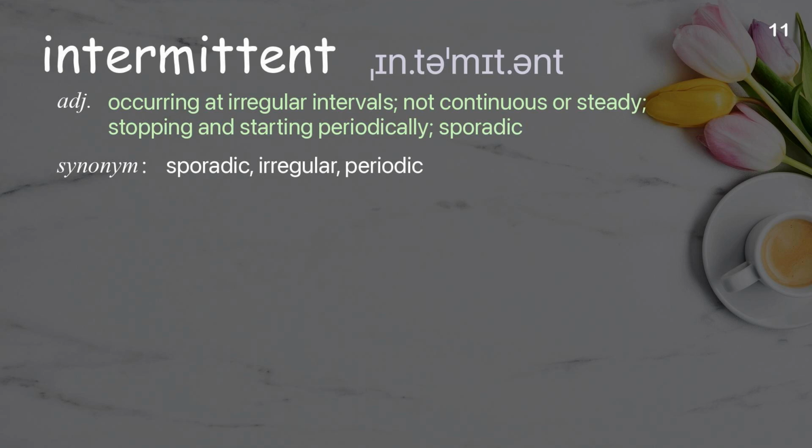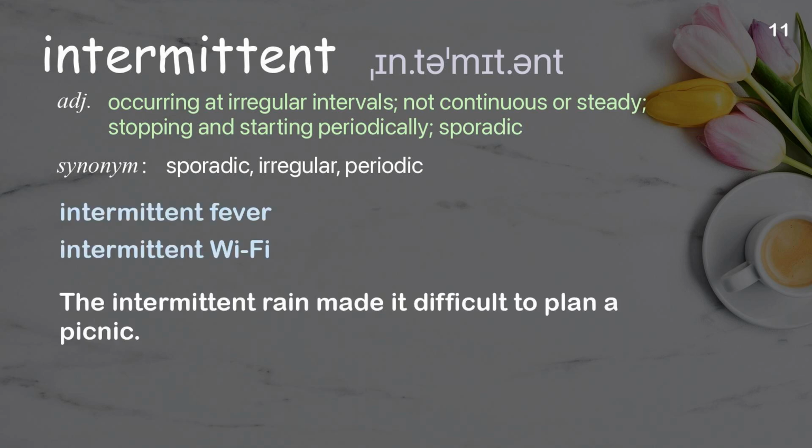Intermittent. Occurring at irregular intervals, not continuous or steady, stopping and starting periodically, sporadic. Examples: Intermittent fever. Intermittent Wi-Fi. The intermittent rain made it difficult to plan a picnic.